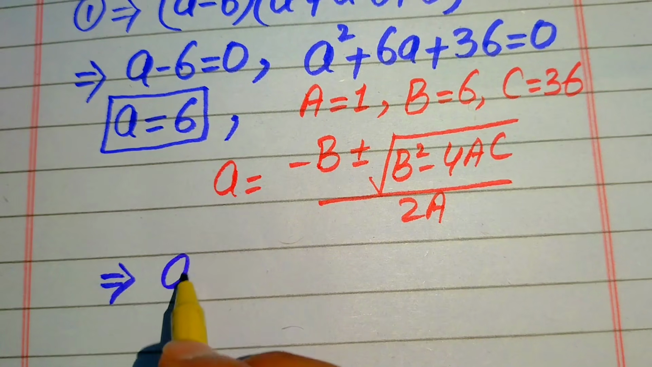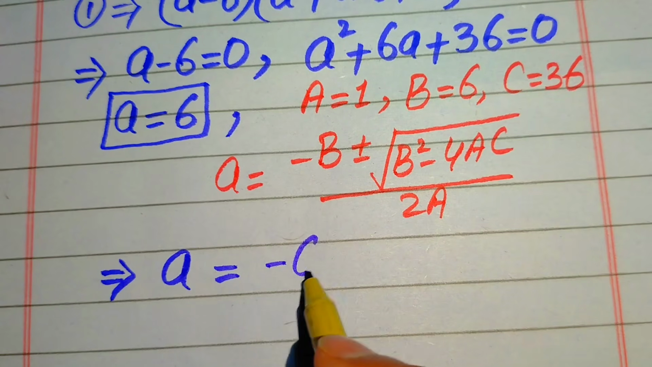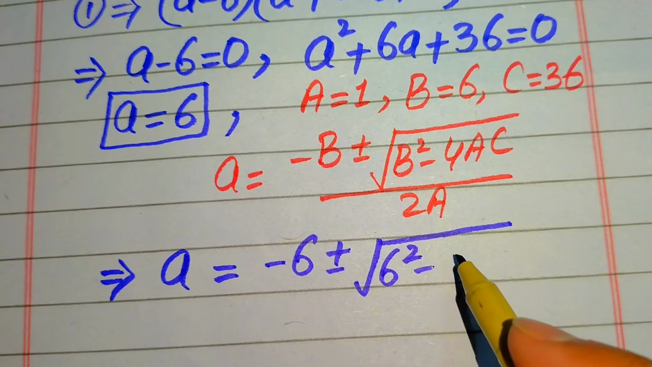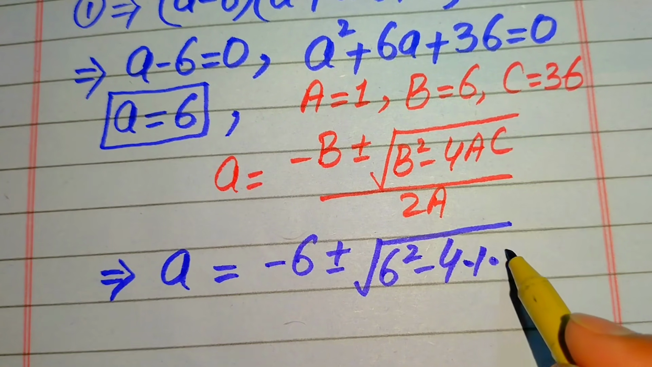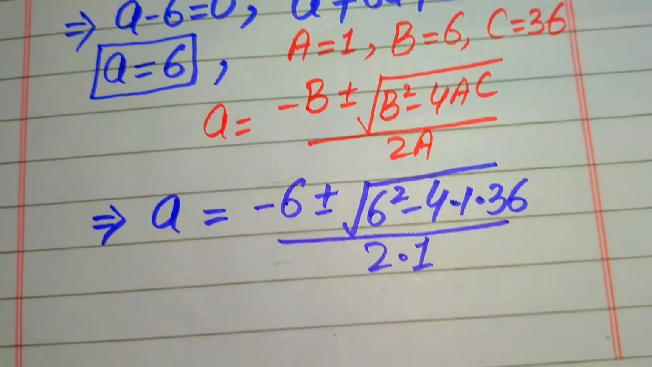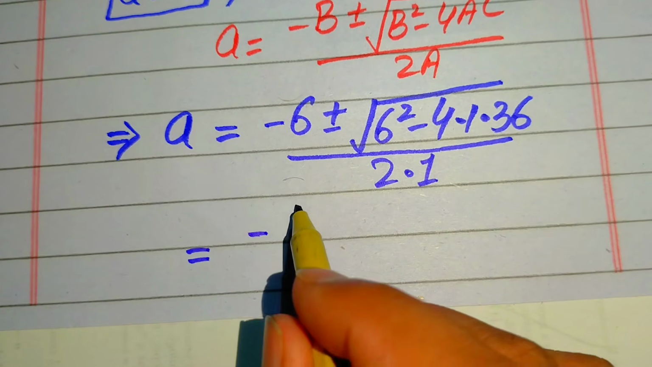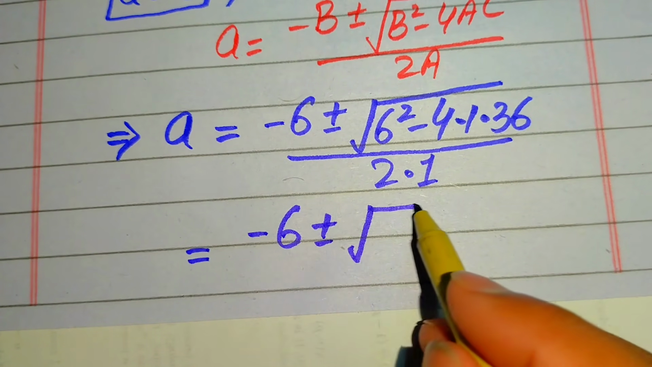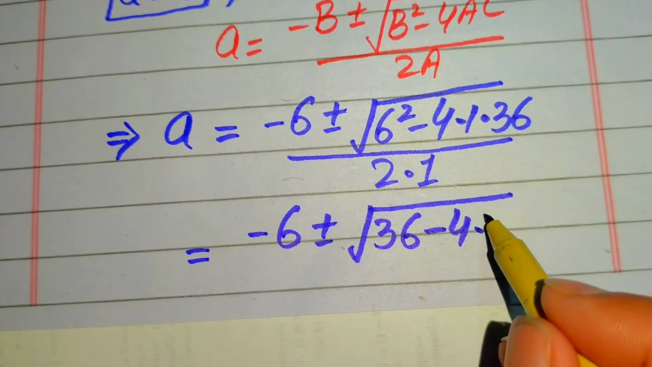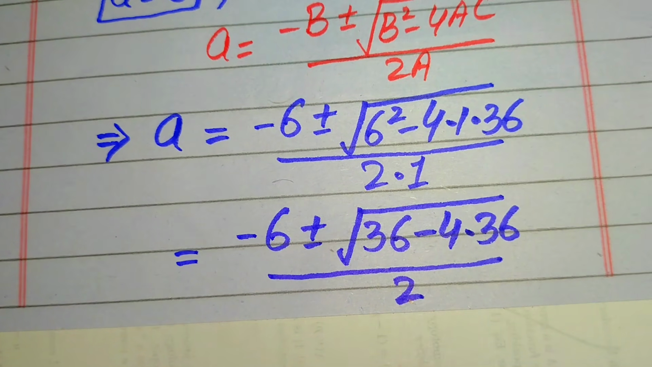After substituting all these values, we get a is equal to minus b, the value of b is minus 6, plus minus square root of b square, b is 6 square, minus 4 times a, which is 1, and c is 36, and it is divided by 2 times a, and here our a is equal to 1. Further we need more simplifications, and it will be written as minus 6 plus minus square root of 6 square, which becomes 36, minus 4 times 36, divided by 2 times 1, which is 2.